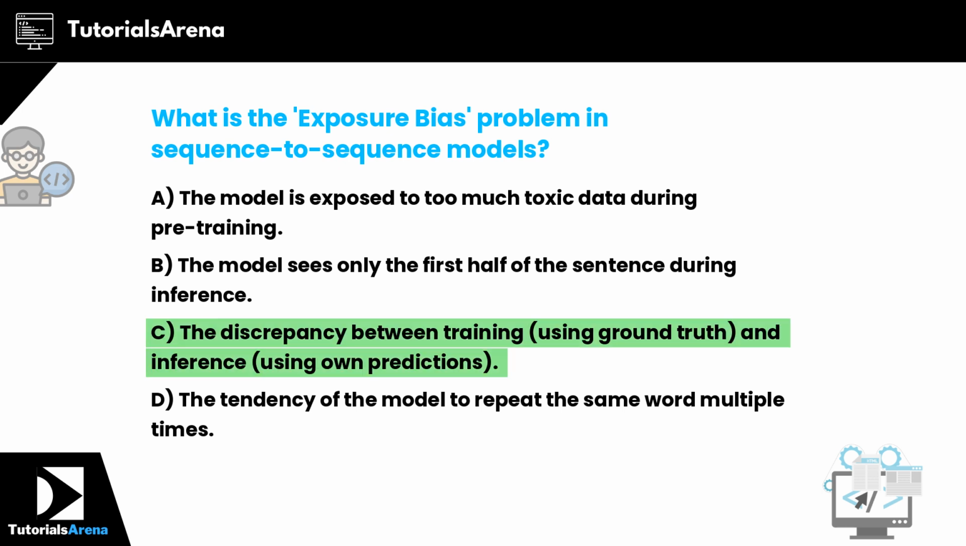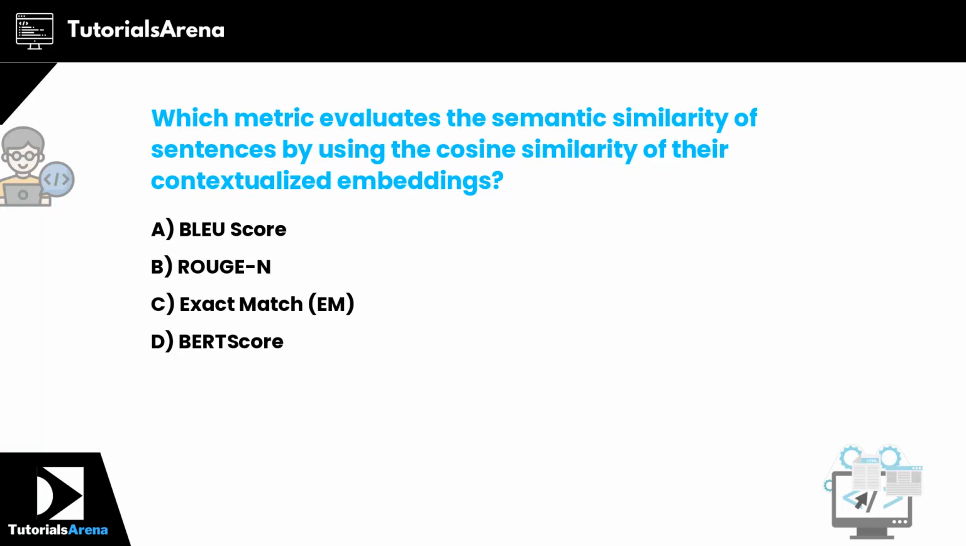What is the exposure bias problem in sequence-to-sequence models? The correct answer is option C. The discrepancy between training, using ground truth, and inference, using own predictions. Which metric evaluates the semantic similarity of sentences by using the cosine similarity of their contextualized embeddings? The correct answer is option D, BERTScore.